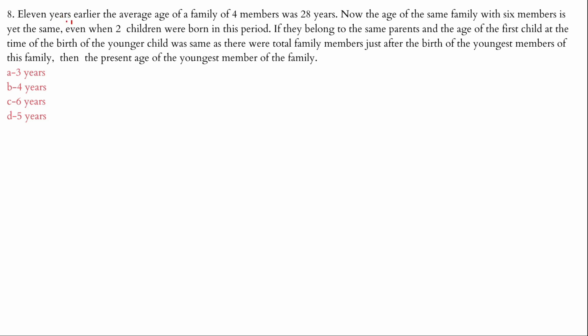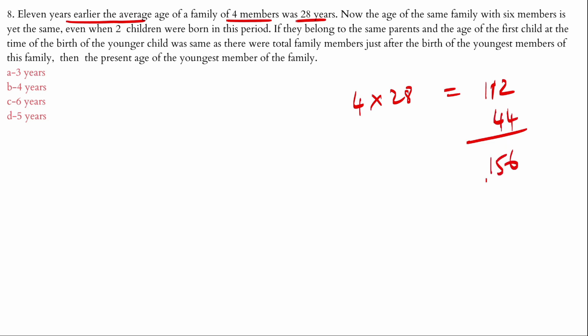So 11 years earlier, the average age of 4 members was 28. So if the average age of 4 members is 28, then the total age of the 4 members is 4 into 28, which is 112. But this is before 11 years. Now the current age: for each and every member, 11 years gets added, right? 11 years will be added for each and every member. Here we have 4 members, so 11 into 4, that is 44. Now the total age of the family is 156.